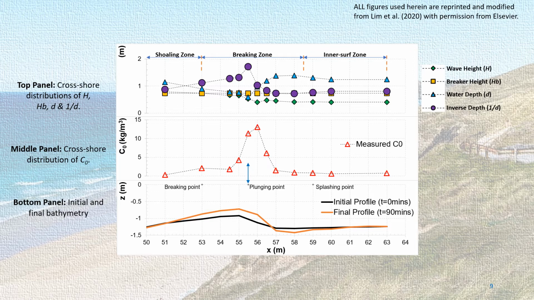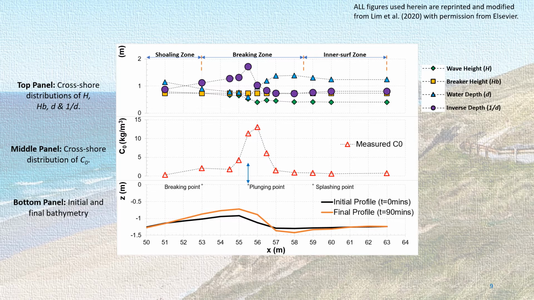From this we can see that as the measured C0 increases near the plunging point, the wave height and water depth decrease considerably, whilst the breaker height stays stable. This indicates that these parameters are not suitable to be used as driving parameters for the C0 models. As mentioned earlier, some existing models were driven by the wave height and/or the water depth, hence their poor performance in the breaking zone.